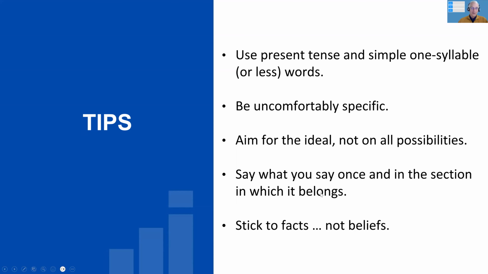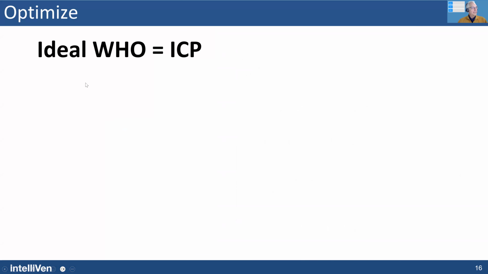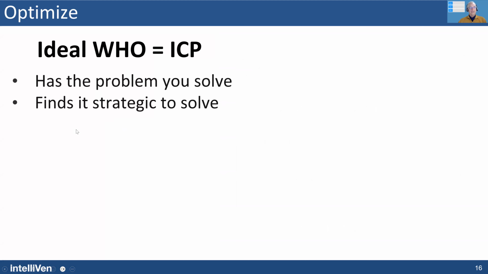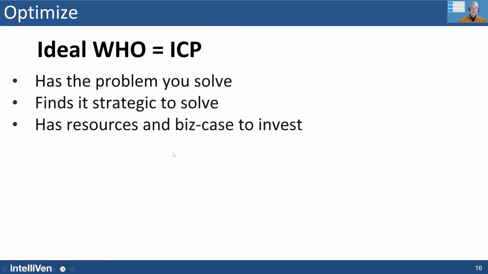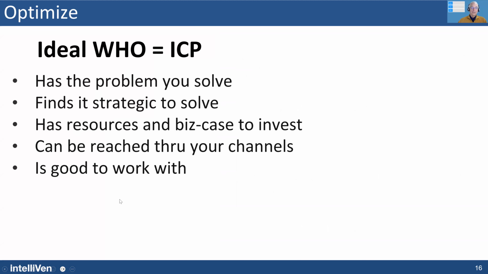And what do others say about you? What does a customer say? What do market pundits say about you? Not what you say about you. So the ideal who is your ICP. And what's interesting is there are 5 characteristics. They have the problem you solve. They have to solve it. They have the resources and the business case that make it make sense for them to invest in your solution. You can get to them, and they're good to work with, meaning they're not terrorists and you don't find yourself at odds with them when you're interacting.